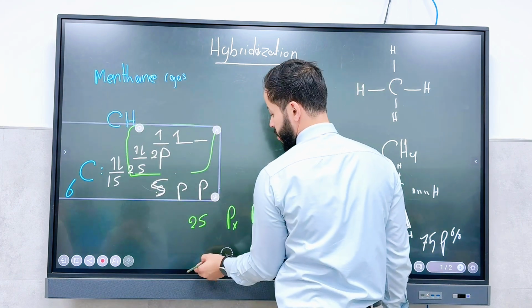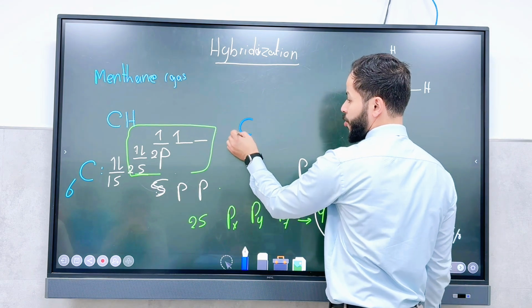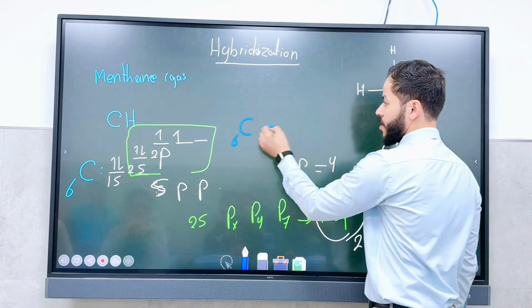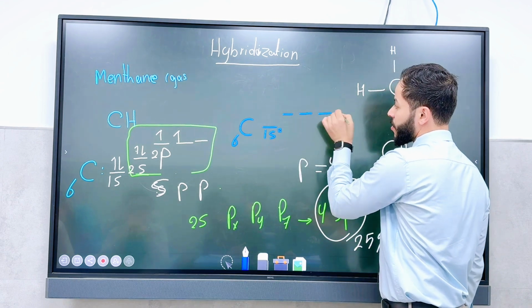But as I said, these orbitals, guys, are equal in what? So if we draw the carbon after being hybridized, this is the 1s2, and we have 4 orbitals of a type what?